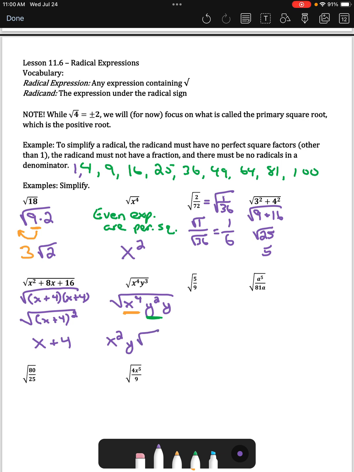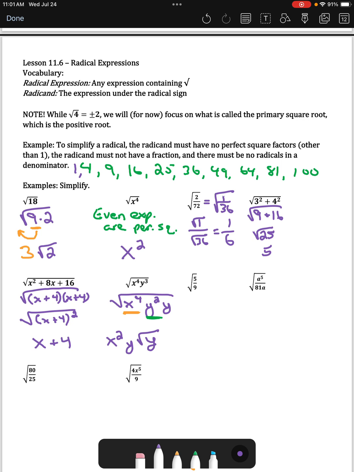That extra y, though, is still trapped. We can't get him out. There's no way to get him out. He has an odd exponent of 1. He has to live there. The best we can do here is x to the second y root y.